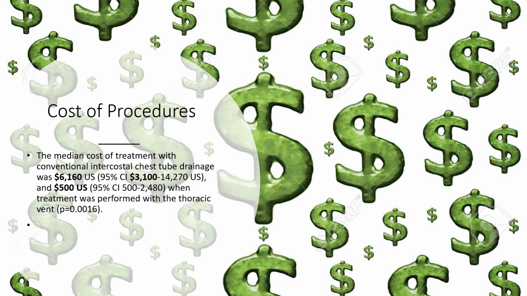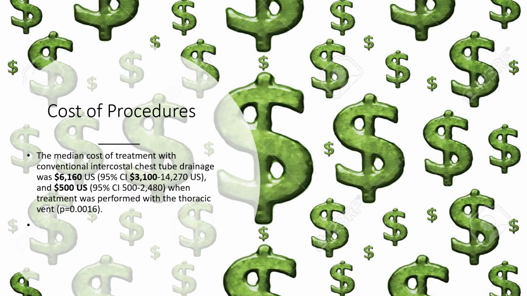So this is the cost of the procedure. The median cost of treatment with the conventional intercostal chest tube drainage was $6,160. 95% of these surgeries cost between 3,100 and 14,270 US dollars, and $500 for when the treatment was performed with a thoracic vent.